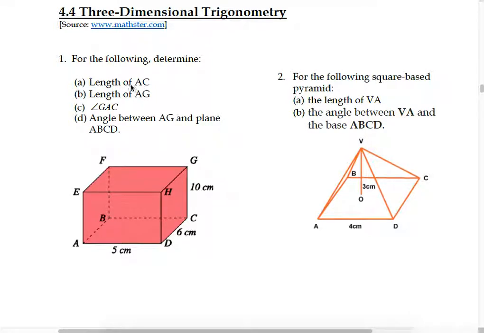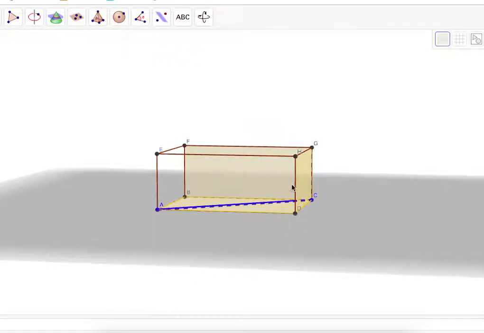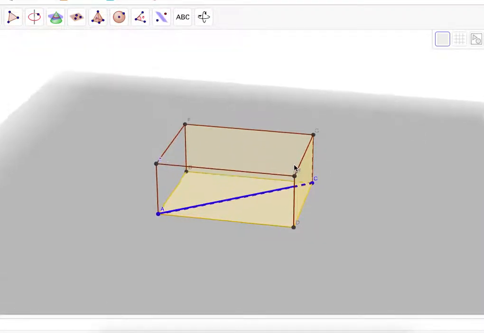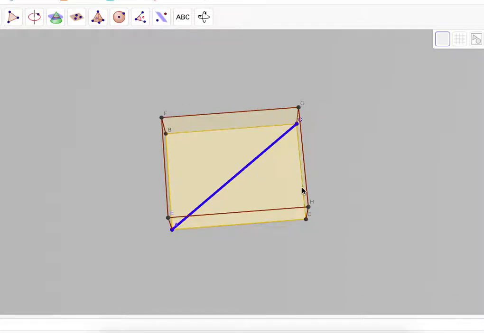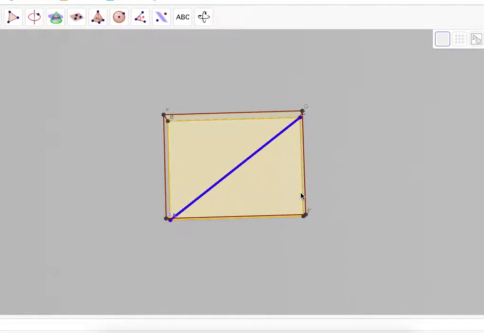First we are asked to find the length of AC. AC is just here, this segment on the base of this cuboid. When we look at it from this angle, the base of this cuboid is just a rectangle, and AC is basically just the hypotenuse of this triangle. And of course we have a 90 degree angle here because it's a rectangle.